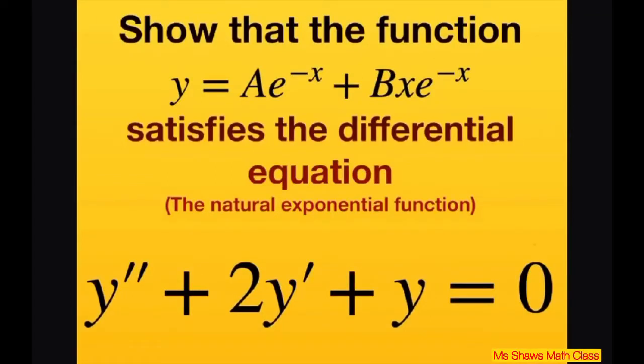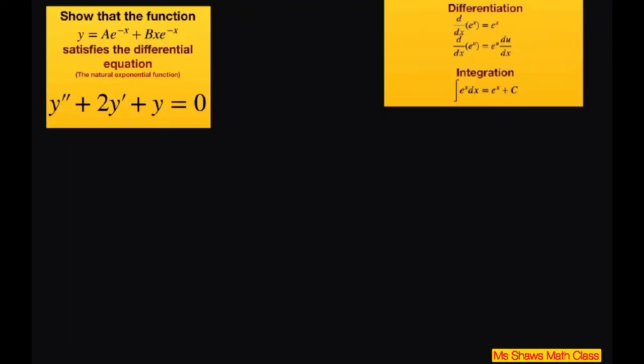Everyone, we're going to show that the function y equals a times e to the negative x plus bx e to the negative x satisfies the differential equation y double prime plus 2y prime plus y equals 0. All right, so basically we already have our y, we need our first derivative and our second derivative. So let's just take the derivative of y.